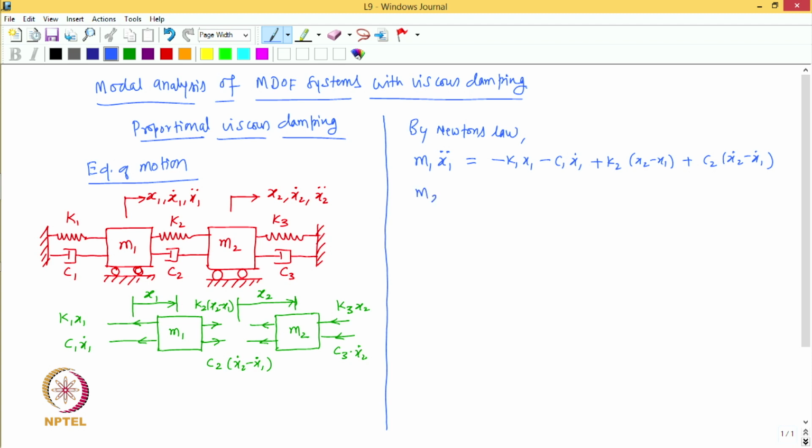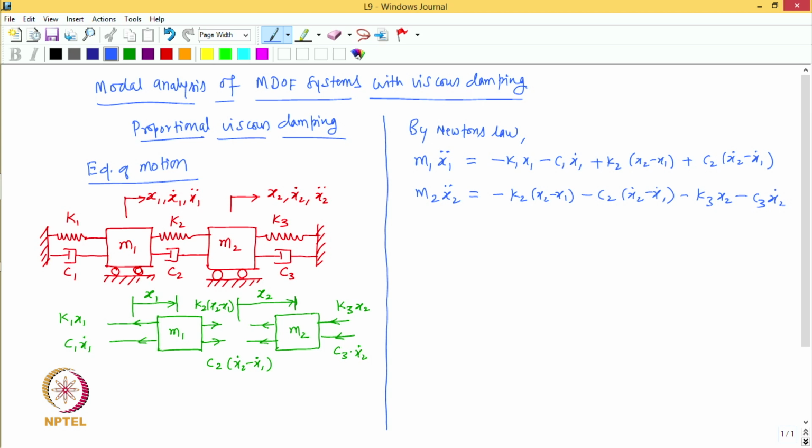Similarly for mass m2 we have m2 x2 double dot, and then the forces are minus k2 times x2 minus x1, minus c2 times x2 dot minus x1 dot, and also again minus, because k3 x2 is opposite to x2 double dot, so minus k3 x2 minus c3 x2 dot.